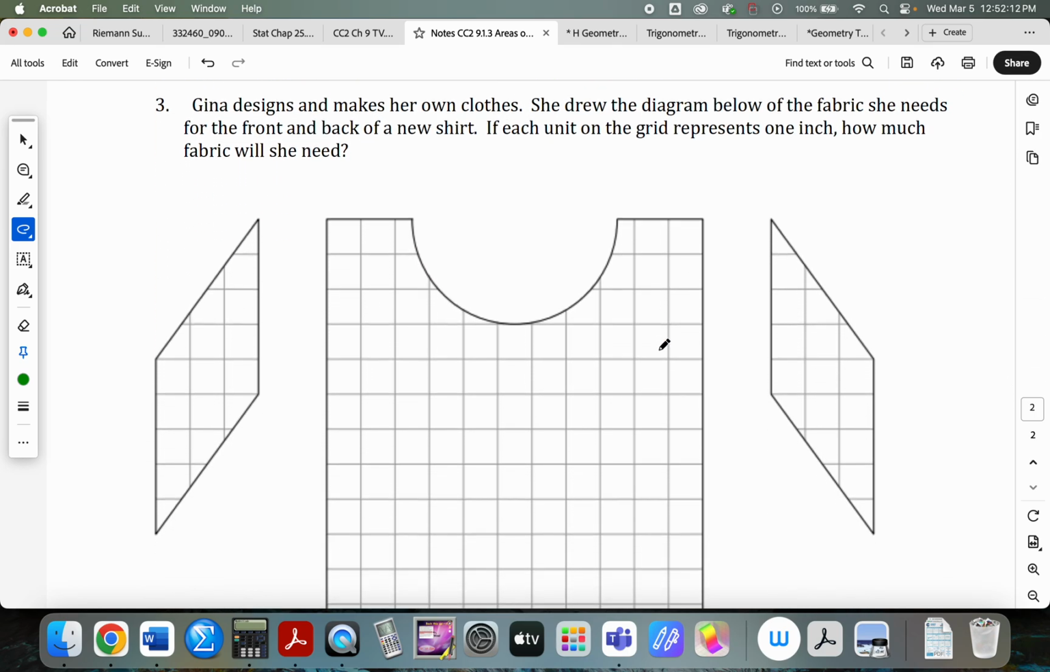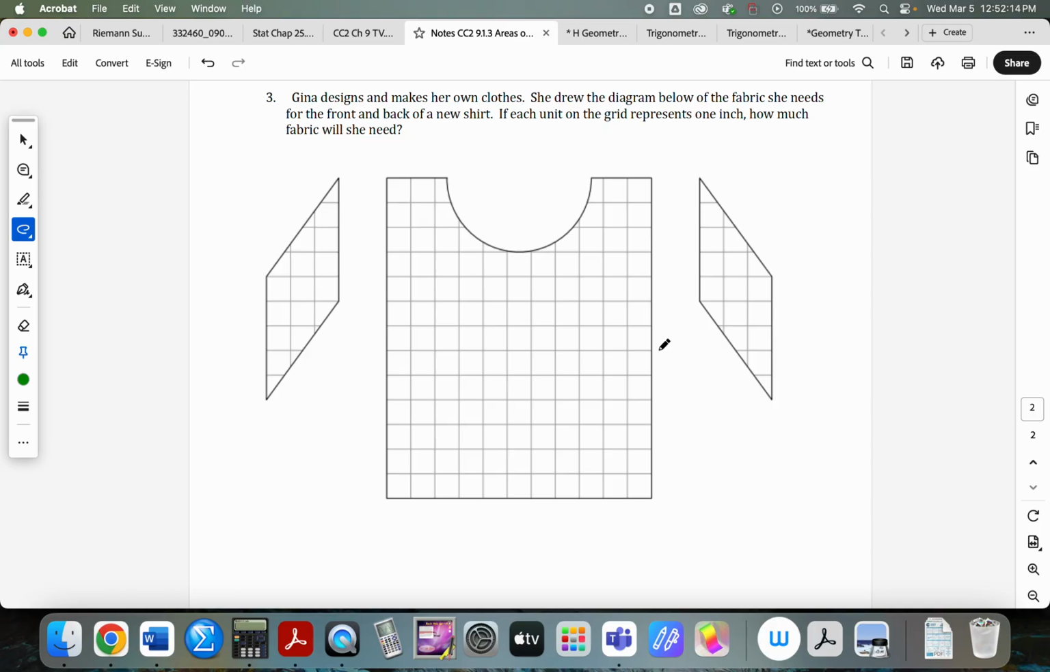All right, so let's look at this one. Gina designs and makes her own clothes. She drew the diagram below of the fabric she needs for the front and the back of a new shirt. If each unit on the grid represents 1 inch, how much fabric will she need? All right, please go ahead and try this. Feel free to work with the people around you like you did on the first one. Let's see if we can get some agreement.